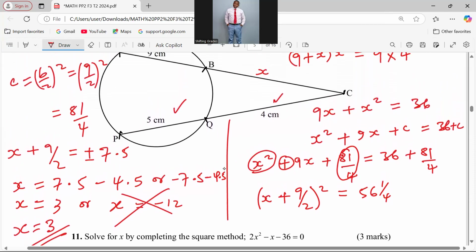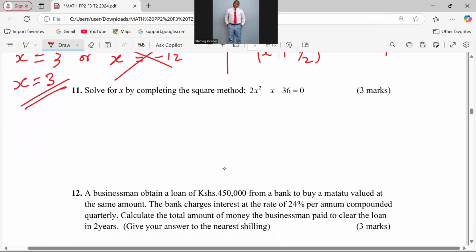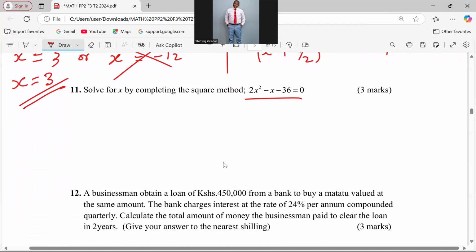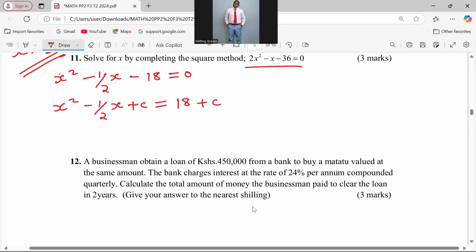I've used the completing square method to solve, and I can see a question in number 11 demanding the completing square method to be used again. So for us to use the completing square method, we have to divide through by 2, such that x squared minus half x minus 18 equals 0. So x squared minus half x equals positive 18, but we are supposed to add a constant here. Remember, this is our third time in this paper to use the completing square method. So I don't expect any follower of this paper to come out without knowing how to deal with the completing square method.